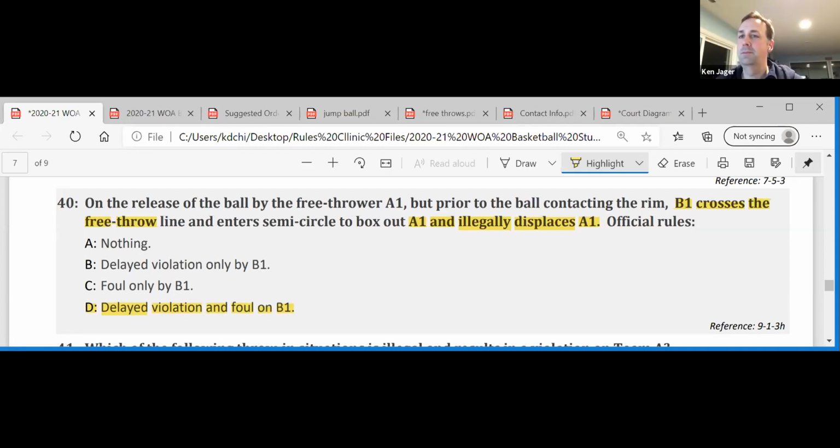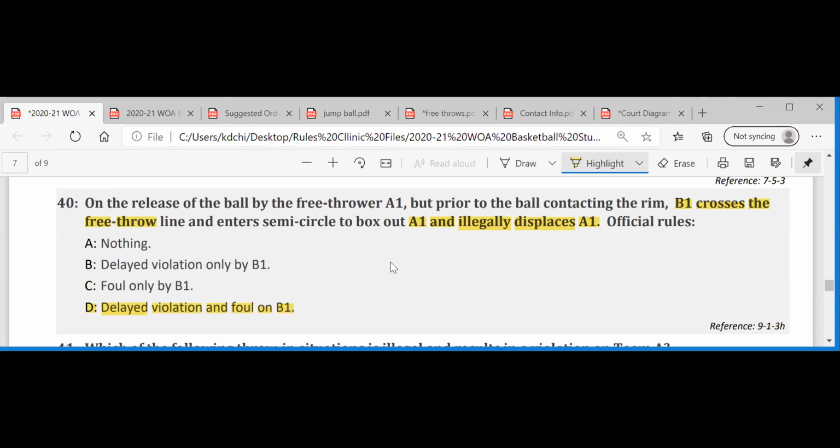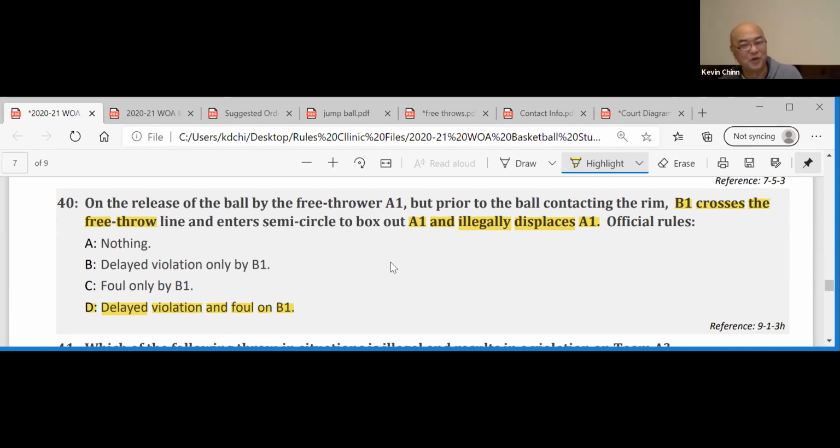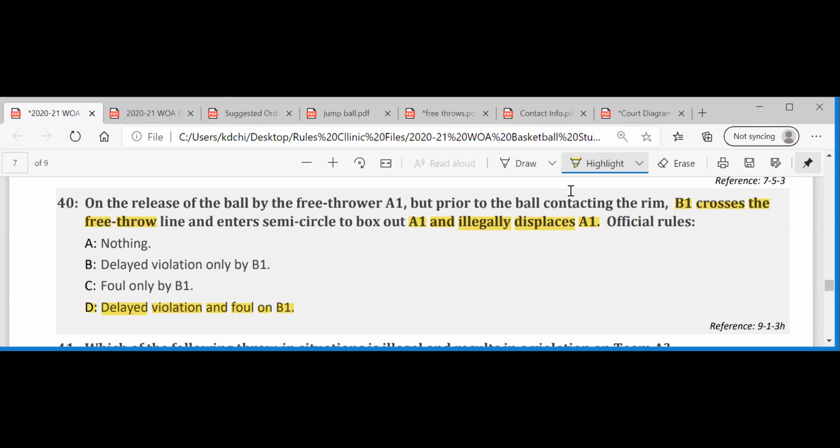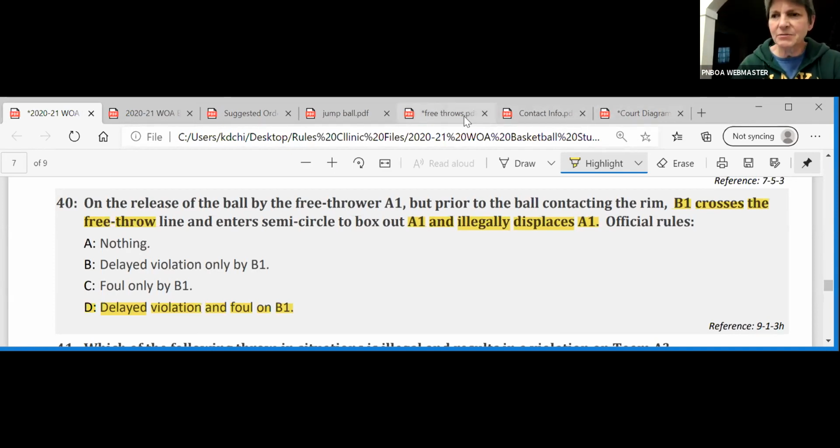I misread that, thinking just by boxing him out, it was illegal because he had crossed into the semicircle, and not thinking that this was a foul. If he didn't illegally displace him, didn't make contact, we would have a delayed violation. But it's on the release of the ball. He can go into the lane on the release of the ball, but he can't cross the free throw line. He can be in the lane, but he can't be on the other side of the free throw line, where the free throw shooter is, until the ball hits the rim.